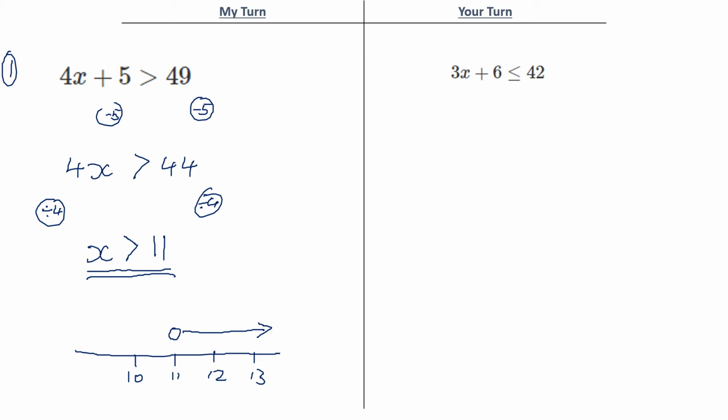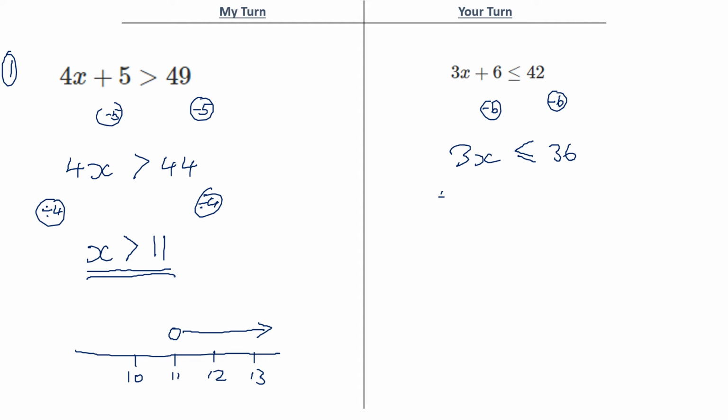Okay, so we're doing two things to x on the left hand side. We're timesing it by 3 and we're adding 6. So we need to do two things to get x on its own. The first thing we need to do is get rid of the 6 by subtracting 6 from both sides. So we've got 3x, right? We've got 3x is less than or equal to 42 take away 6 is 36.